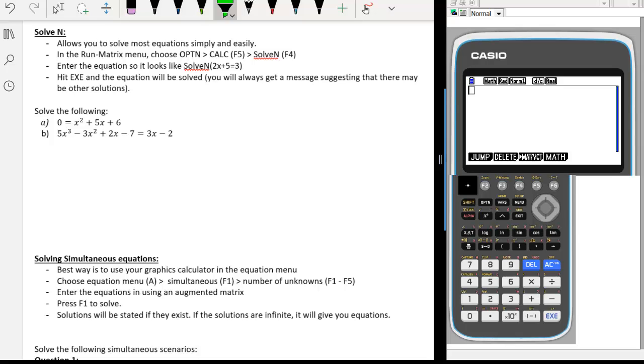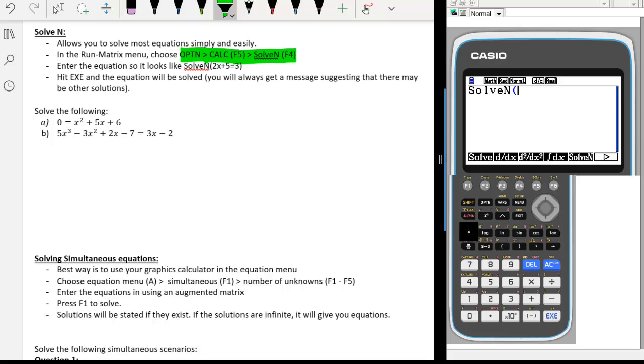So what we're going to look at here, run matrix menu, we're going to choose option, calc, solve_n. It's as simple as that, option, calc, which is F4, and solve_n, which is F5. So solve_n pops up on your screen. Now all you need to do in there is enter your equation you want to solve. When we look at these two examples, I've got solve the following. I've got 0 is equal to x squared plus 5x plus 6. We already know the answers to that are -2 and -3.